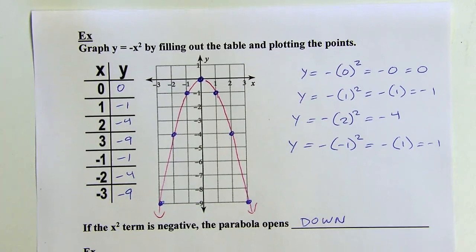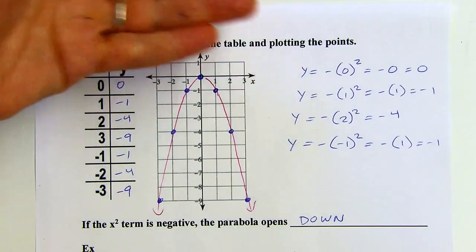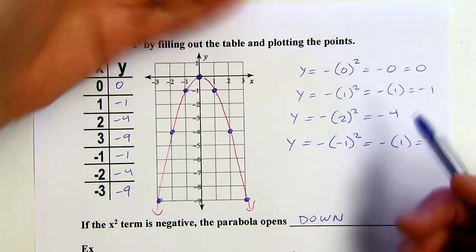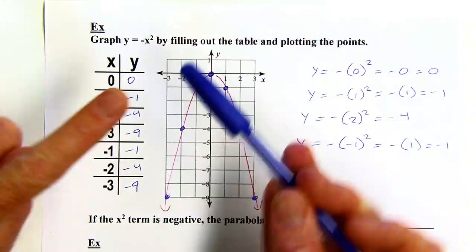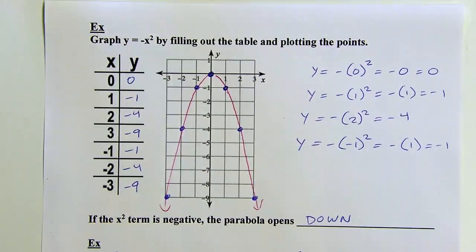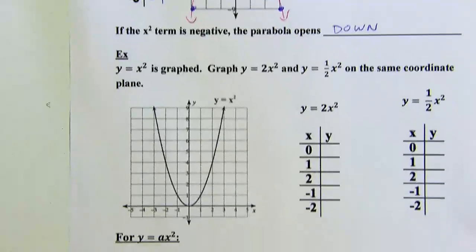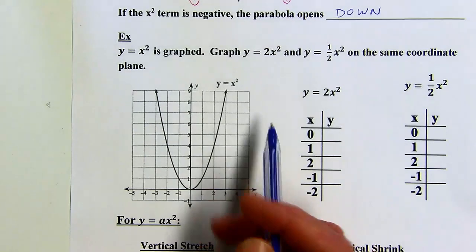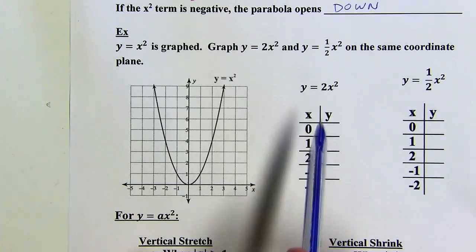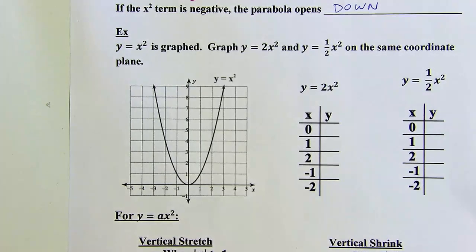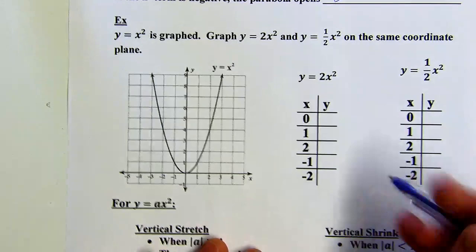Okay? All right. So you could think of that as a reflection over the x-axis. Sometimes you'll see that because here's the x-axis. If you reflected your original parabola over that, then it would look like that. Okay? All right. Let's move on. So y equals x squared is graphed. Okay, here it is. We're going to graph y equals 2x squared and y equals 1/2 x squared on the same coordinate plane. Okay? So let's think about this.